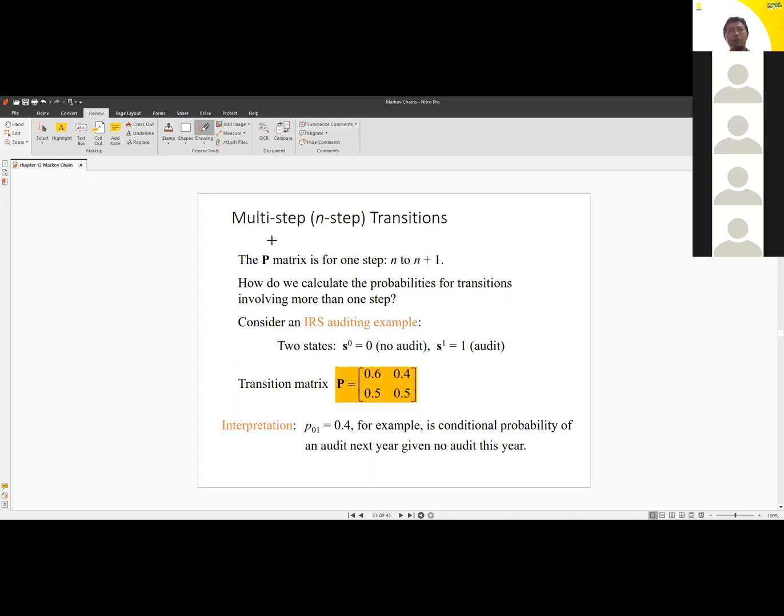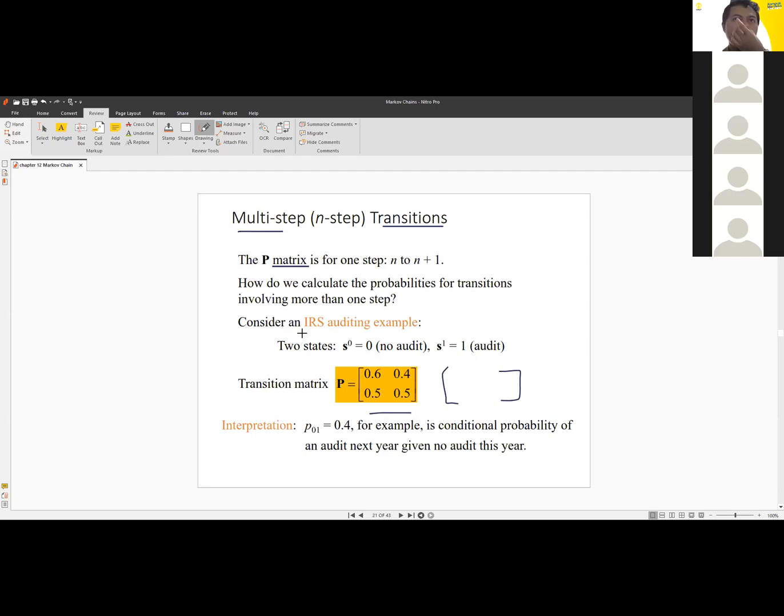The next topic is multi-step transition, which means that we have multiple matrices. In this case, we have not only one matrix, but a step matrix. The step matrices depend on the problem, and will be equal or not. How do we calculate the probabilities for transitions involving more than one step?